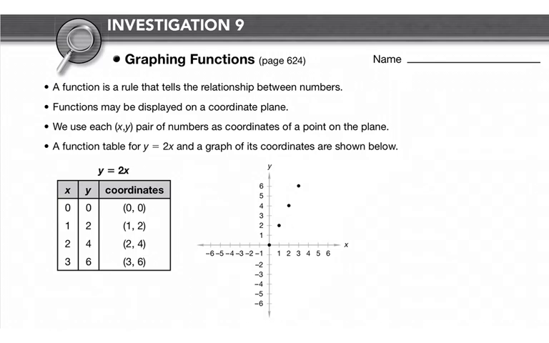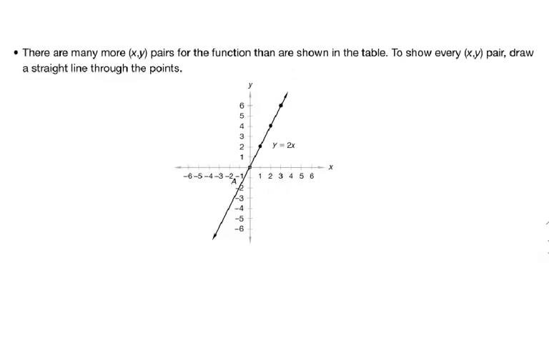So if we have a function table for Y equals 2X, this is what the graph looks like. You'll see that it goes through the origin, 0 and 0, and then they go to 1 and 2, 2 and 4, and 3 and 6. But those aren't the only numbers that can be on that table. We could put 1.5, 2.5, 3.5, 4 3/4. We could go on all the way up to 1,000,000 if we wanted to.